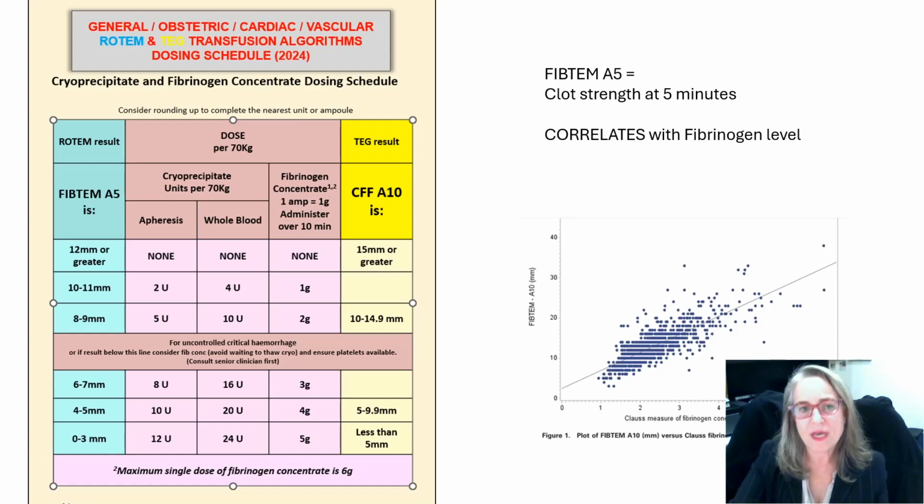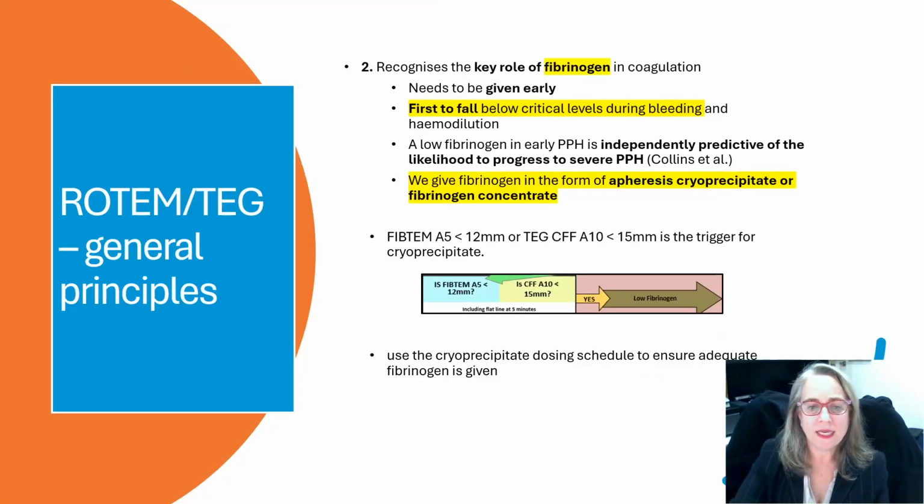And you can see there's a fairly good correlation here between the FibTem, the Rotem fibrinogen with double inhibition out of your EXTEM, giving you just the fibrinogen amount correlating with a Clauss fibrinogen.